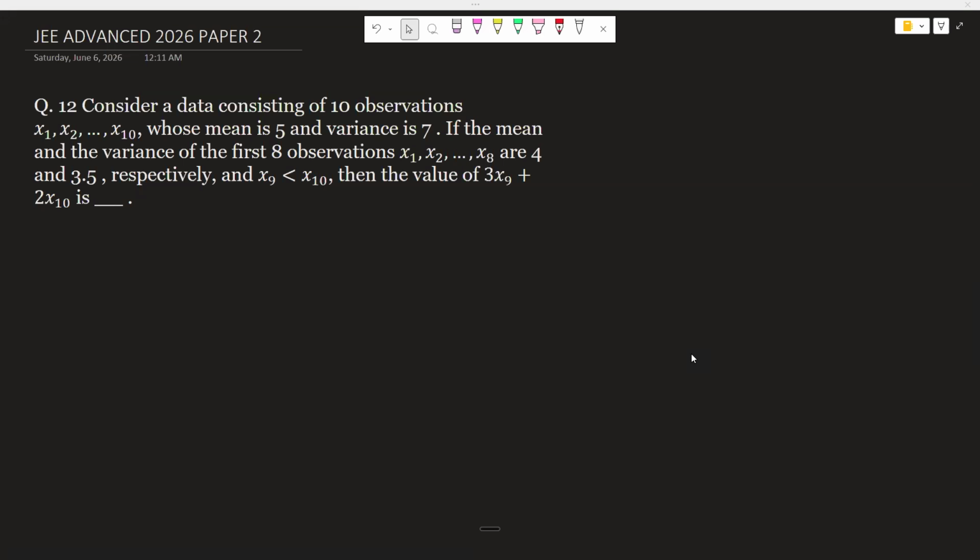Hi, hello, good morning. Take a look at the present question. So this question was asked in JEE Advanced 2026 paper 2.